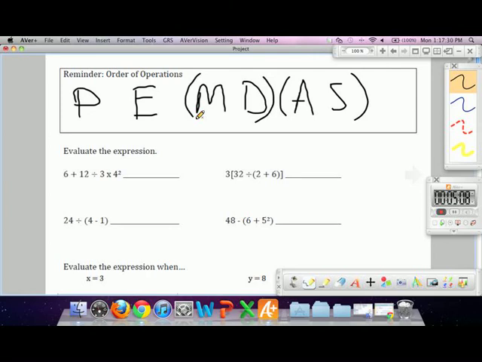In particular, let's look at the first one together. 6 plus 12 divided by 3 times 4 squared. What's the first thing we need to do to evaluate this correctly? Exponent. There's no parentheses, so we'll do exponents. That gives us 6 plus 12 divided by 3 times 16. What's the next thing we need to do? Multiplication. Yeah. Multiply or divide, whichever one comes first, left or right. Divide is the first one that comes, so we'll do division. 12 divided by 3.